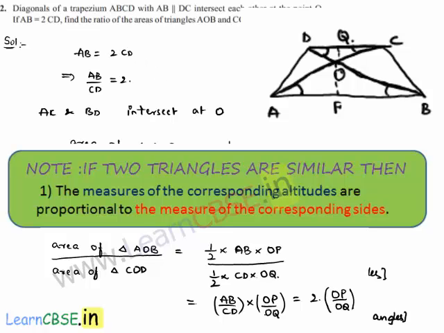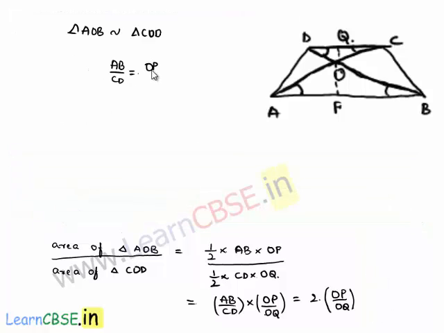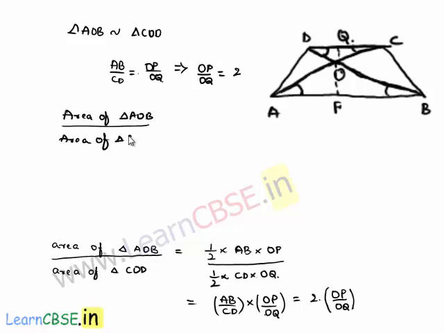Let us take here heights, that is OP by OQ. So now that implies OP by OQ becomes AB by CD, which is given as 2. So let us substitute in the area of triangle AOB by area of triangle COD, which is equal to 2 times OP by OQ, which is equal to 2 times 2, which is equal to 4. And this can be written in the ratio form as 4:1.